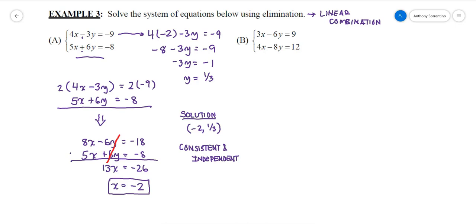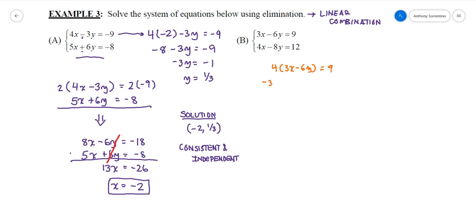What I chose to do is essentially, I chose to eliminate the x's. So I like to get a 12x in front of each one of them, and one of them I like to be negative. So I chose the bottom equation for that to happen. So what I did when I set this up is I said, okay, the top equation, I'm going to take 4 times the 3x minus 6y equaling 9.